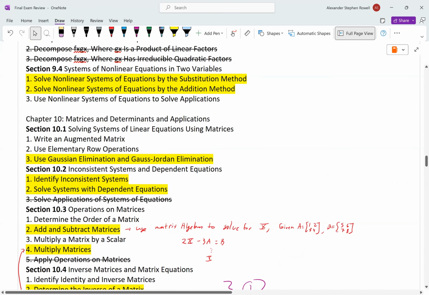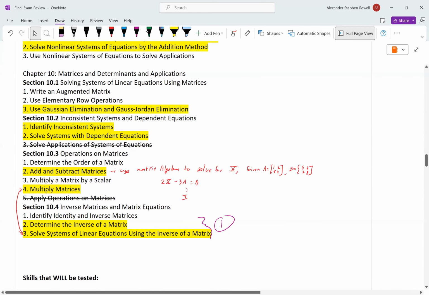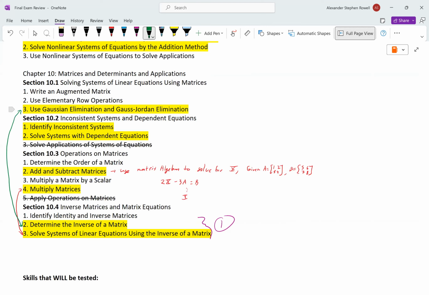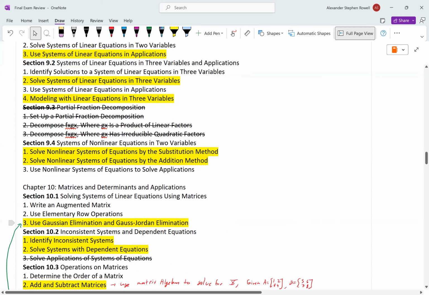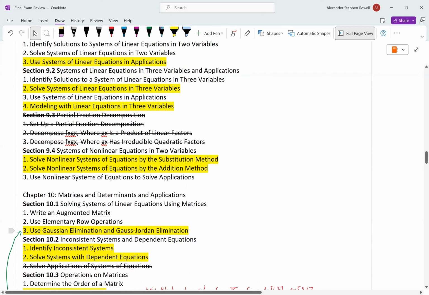10.2, do you know how to identify the solution set to a dependent system, 3x3? 10.1, can you use Gaussian elimination on a system of equations on a matrix? I'm going to ask one of these 2 for sure. 9.4, a nonlinear system. We had one of those on the last test. We did the addition method for that. But I'll likely ask one of these. It's not for sure.